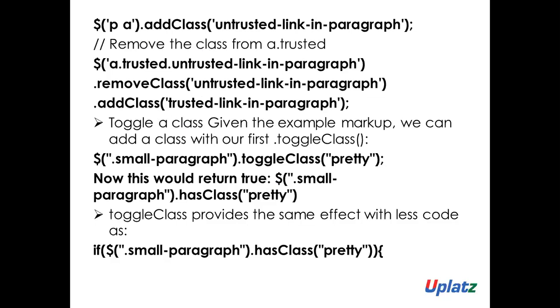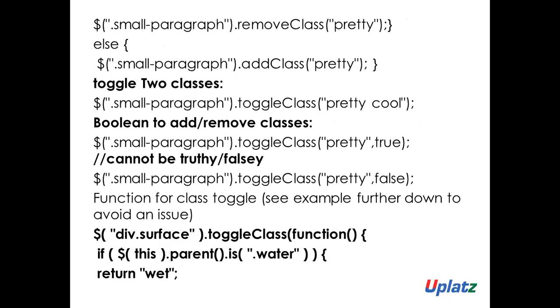So a small paragraph, .toggleClass, I have a "pretty" class. Now what I will return is a small paragraph with .class. It provides the same effect with less code as $("small paragraph").class. It should be pretty. For removeClass, I'm just removing that "pretty", and in the small paragraph I'm just adding it.